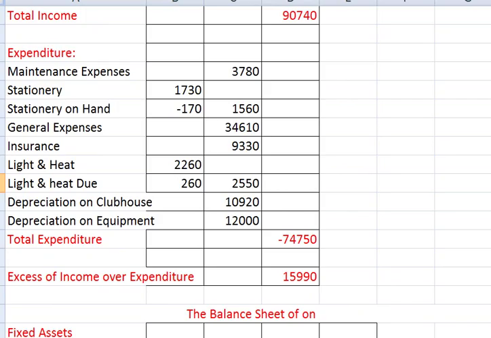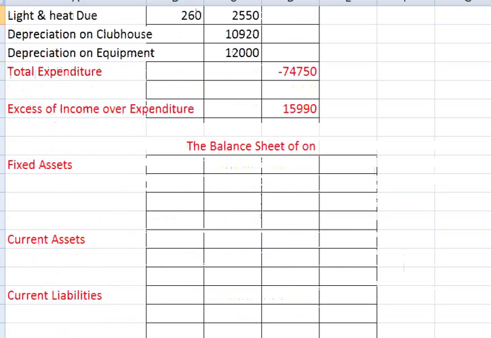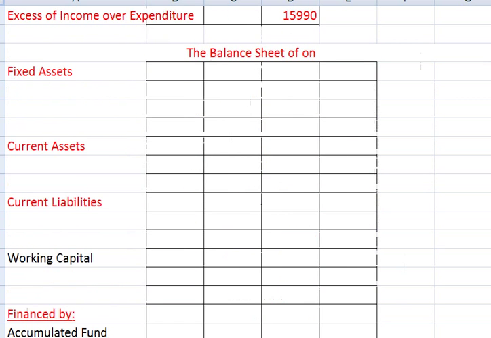Then the second part of that question asks us to do a balance sheet on that date. Now, as we know from last year, the balance sheet is a snapshot of a company's finances on a particular day.